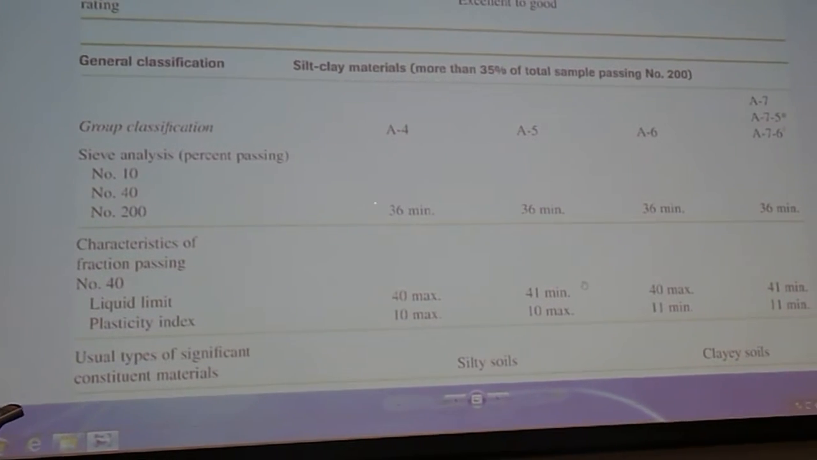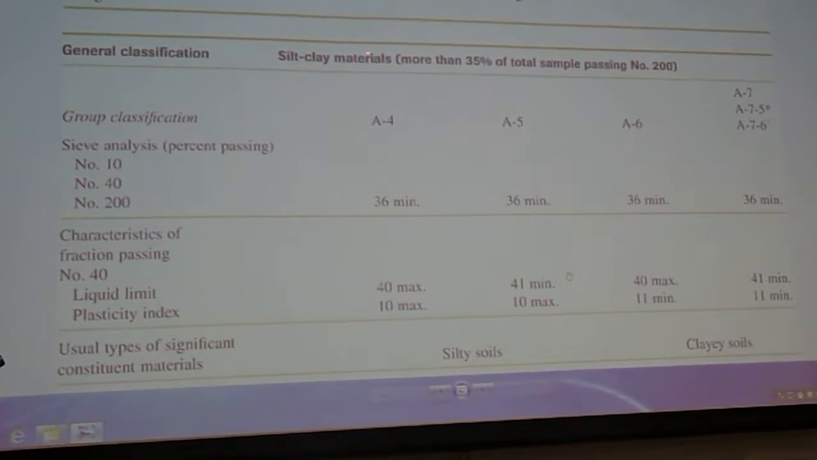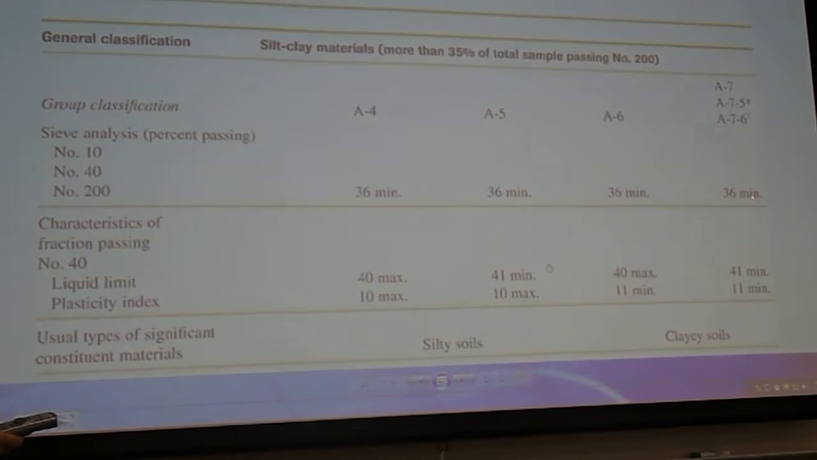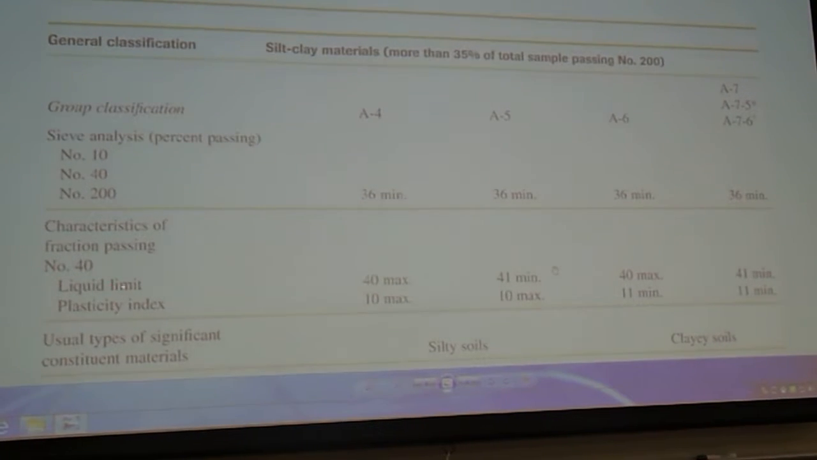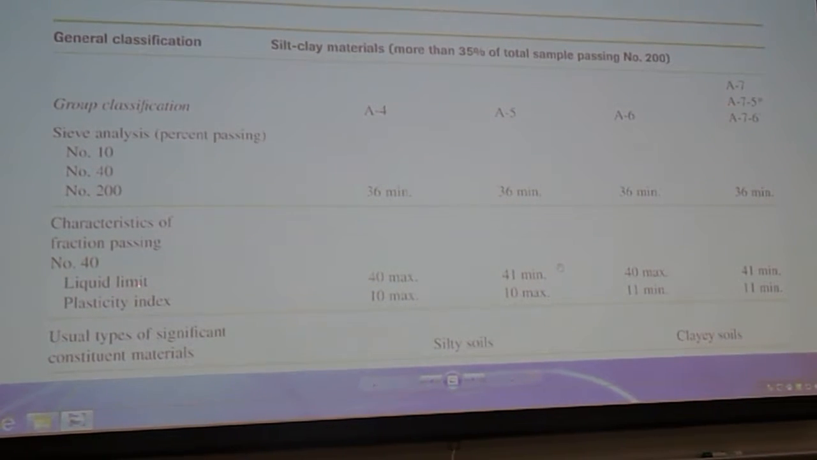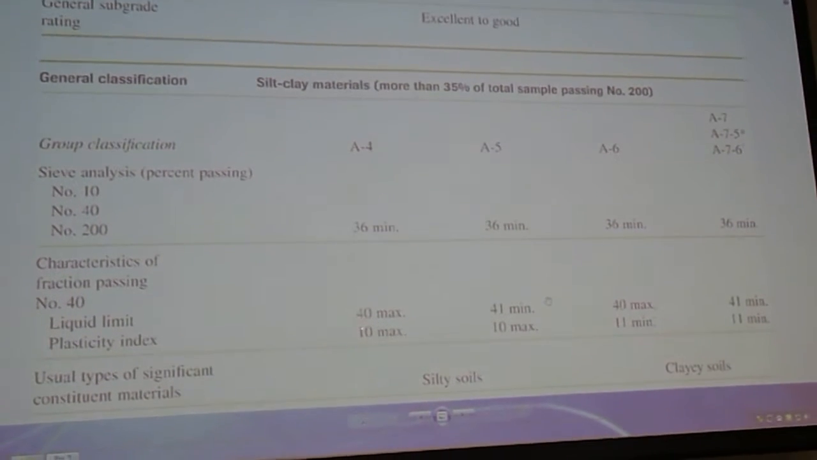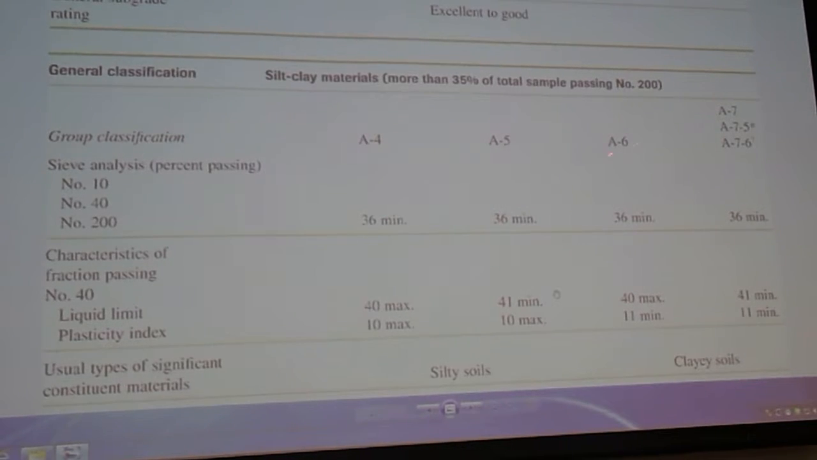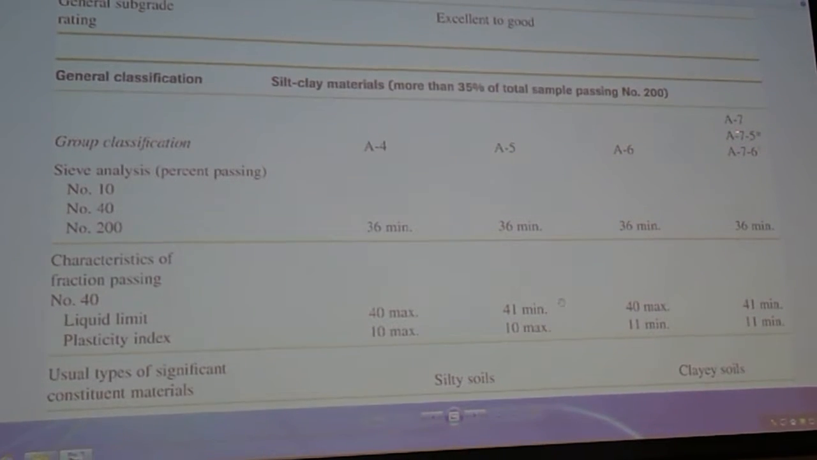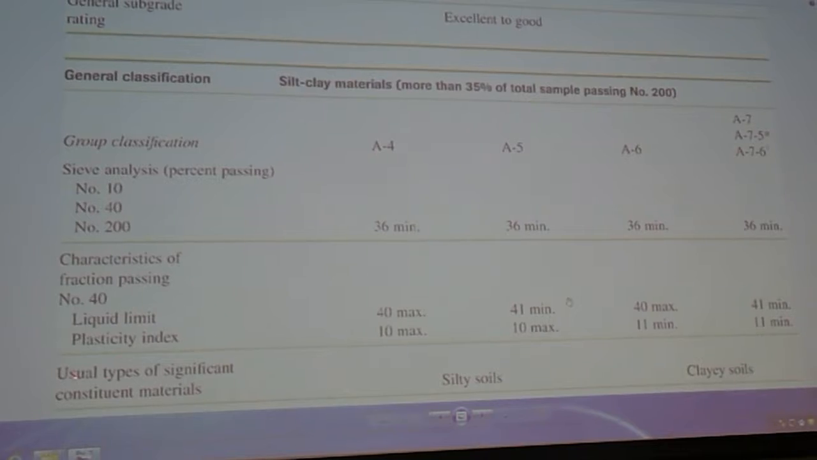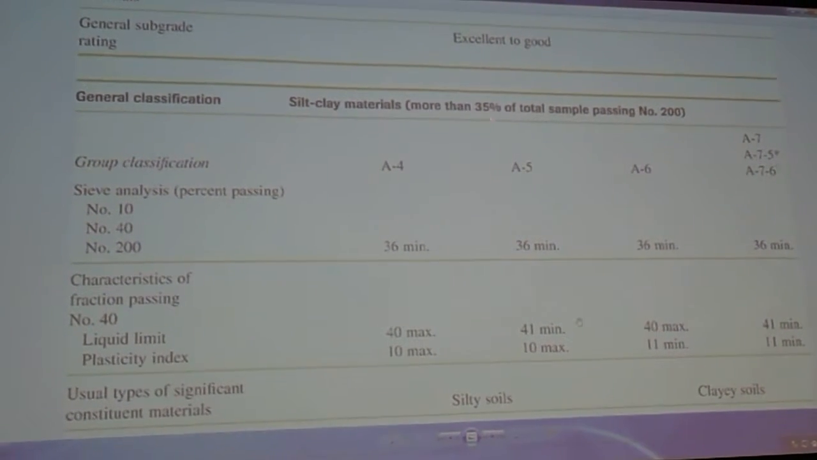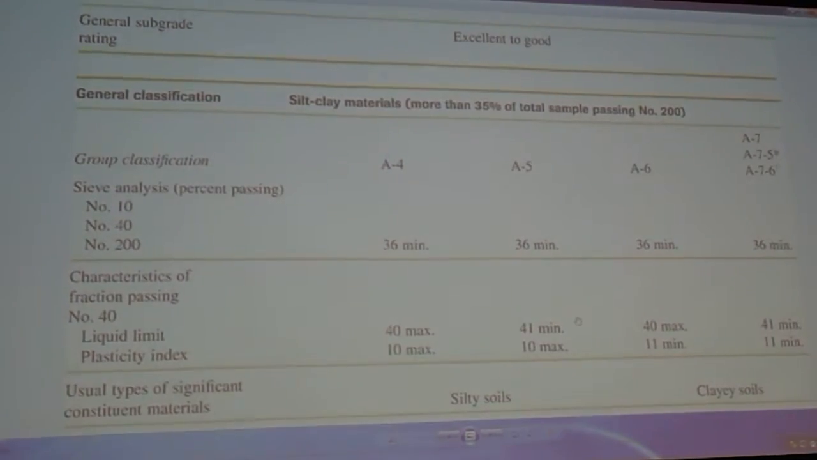So if they fall in this bottom part of table 4.1, they automatically satisfy this criterion. So we only need to check for liquid limit and plasticity index criteria to finally decide which of these 4 groups and which of these 2 subgroups it belongs to. So let us begin with the sieve number 200.